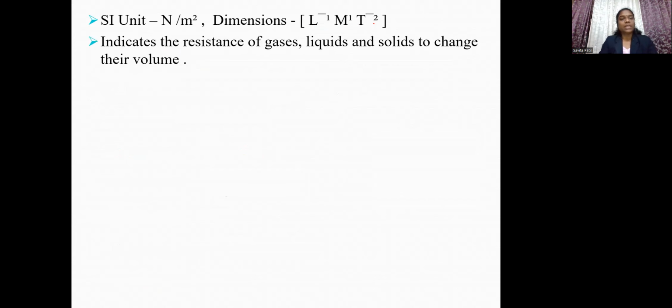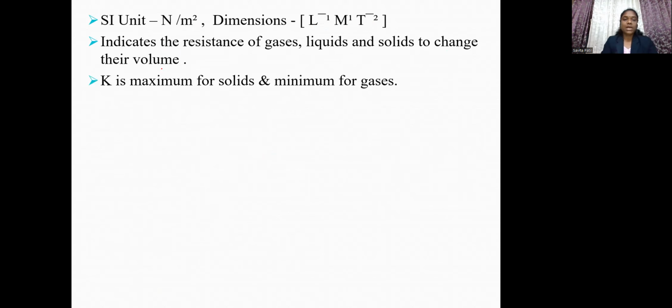Bulk modulus indicates the resistance, meaning opposition, of gases, liquids and solids to change their volume. Bulk modulus is maximum for solids and it is minimum for gases. Gases have two bulk modulus.